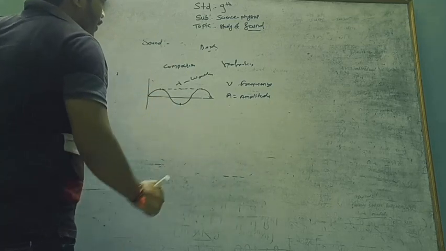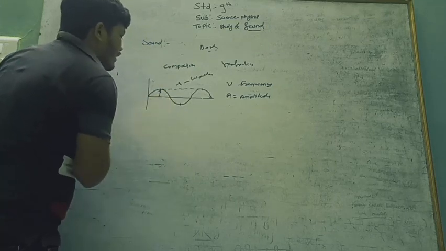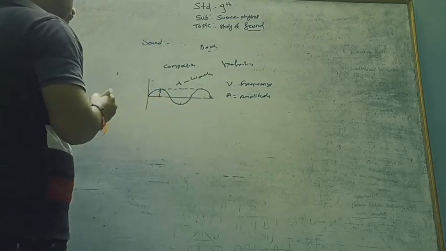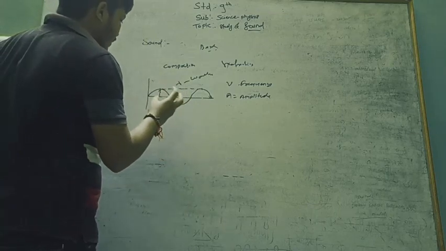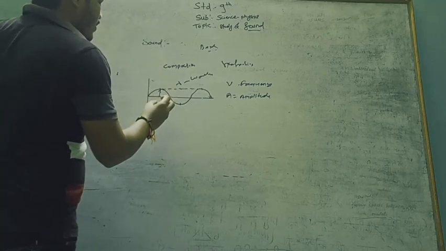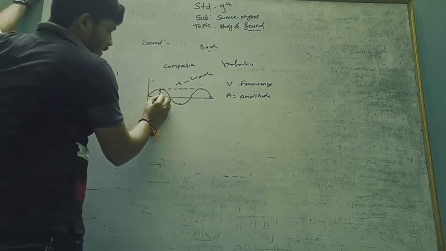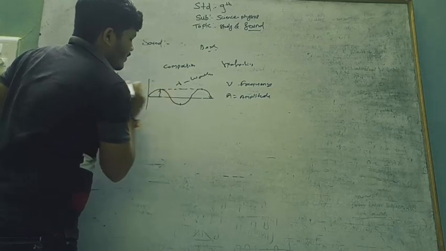Now what is the amplitude? Amplitude is nothing but the maximum displacement of the particle from its mean position. When the wave travels in a specific direction, the particles in the wave start to vibrate. While vibrating, the particle has a maximum displacement: it vibrates up to this limit. This is the maximum limit of the particle.